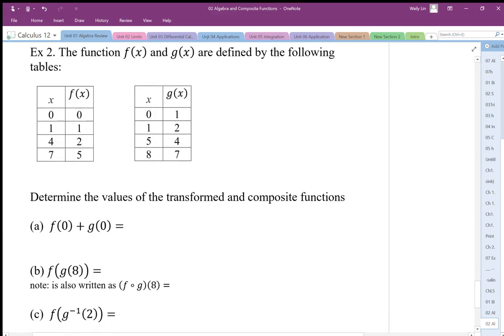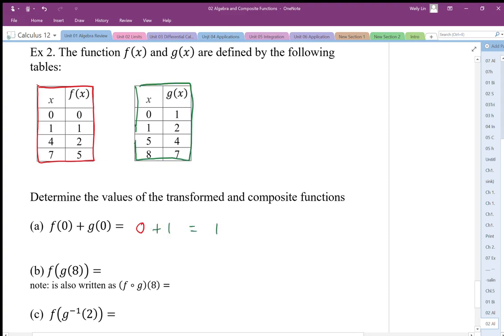Okay, so if I want to find out f of 0 plus g of 0, I just go straight to my table, f of 0. Okay, so I'm going to just highlight this in red. F of 0 is 0. Okay, g of 0 is 1. So I'm going to end up with 0 plus 1, that equals 1.